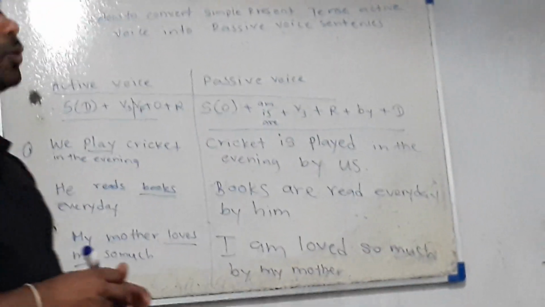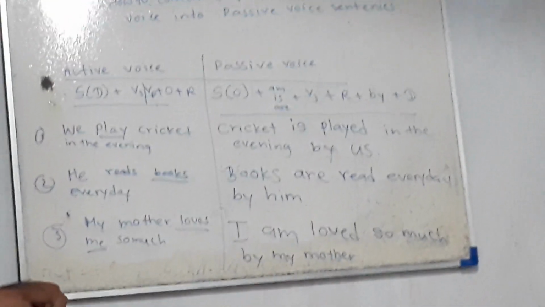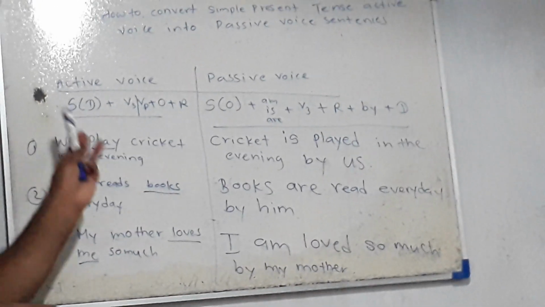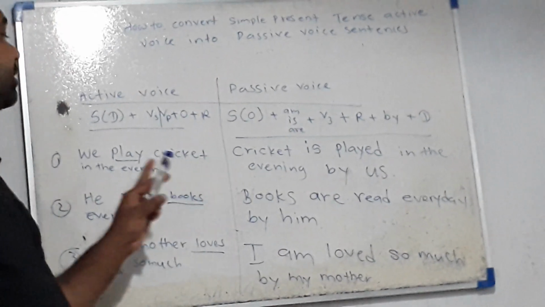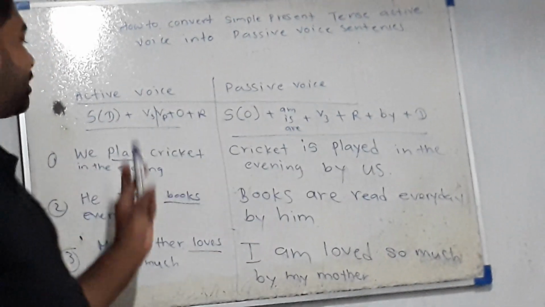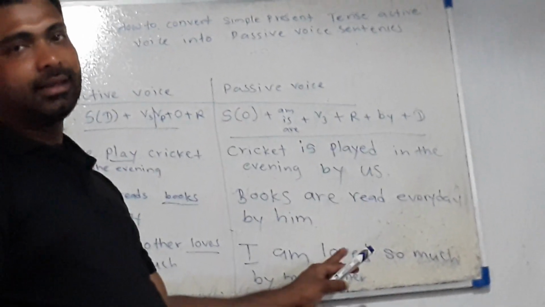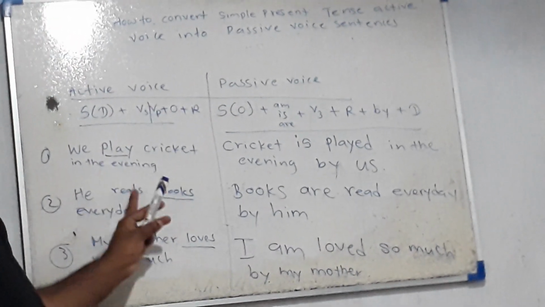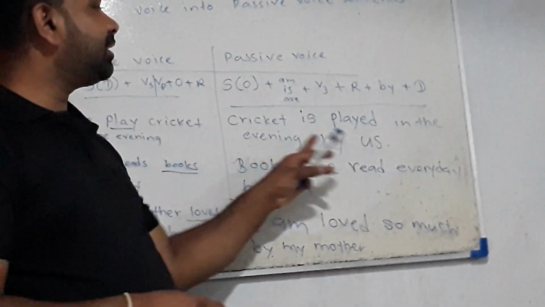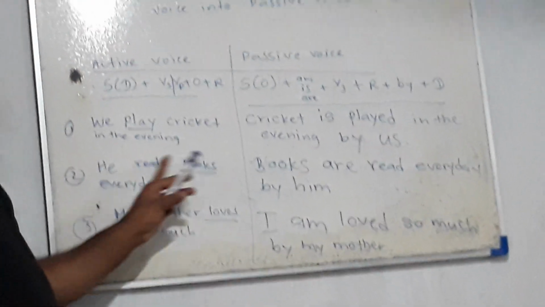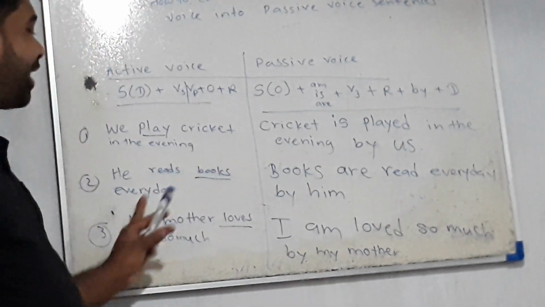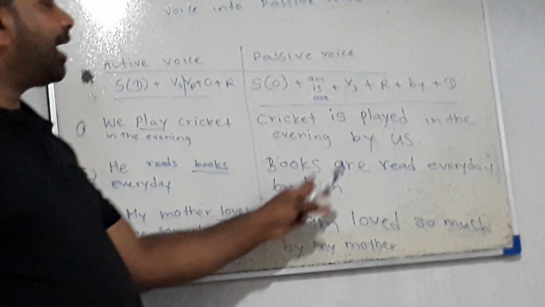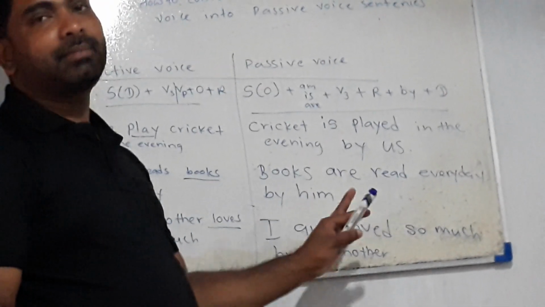Okay, children. So here the active voice sentence, my mother loves me so much, becomes I am loved so much by my mother. So in this video I think you realize the difference between active voice sentence and passive voice sentence. Remember these two equations, then you can easily write the given active voice sentence in passive voice, right? We play cricket in the evening. Cricket is played in the evening by us. He reads books every day. Books are read every day by him. My mother loves me so much. I am loved so much by my mother.